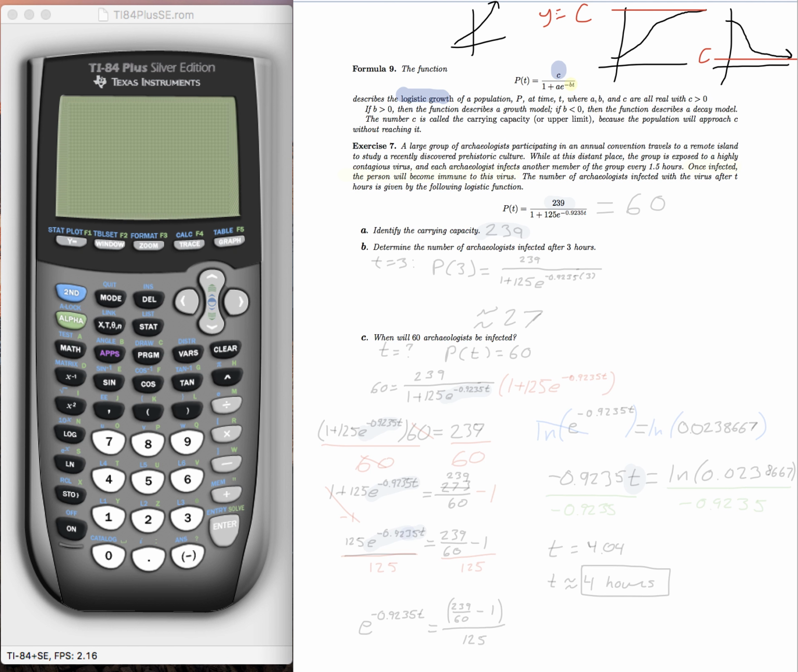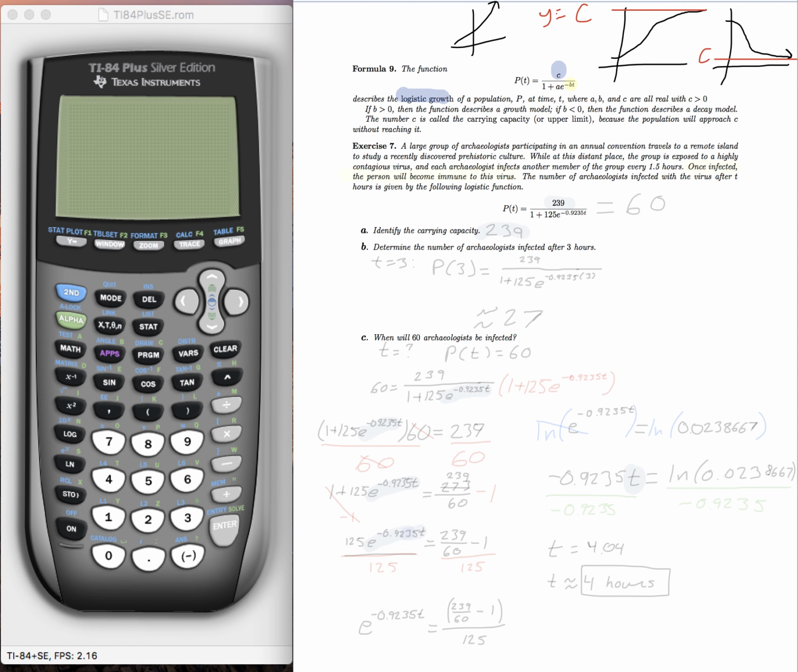So let's look at an example that actually involves some numbers so we can get a feel for this. In this exercise we have a group of archaeologists participating at a convention. They go to a remote island to study a recently discovered culture. While at this island, the group is exposed to a contagious virus, and we're told that each archaeologist infects another member of the group every 3.5 hours. Once infected, the person will become immune to the virus. The number of archaeologists infected with the virus after T hours is given by the following logistic function.